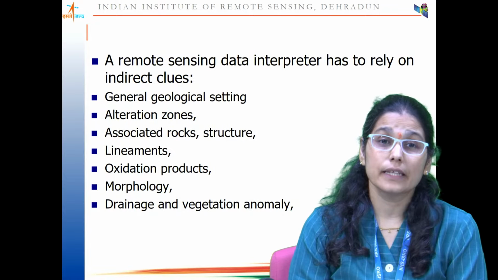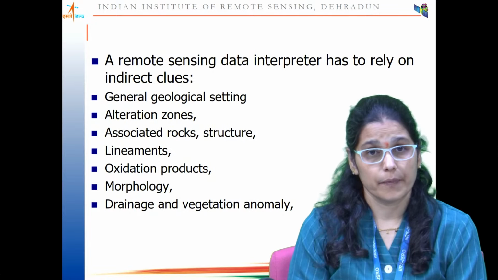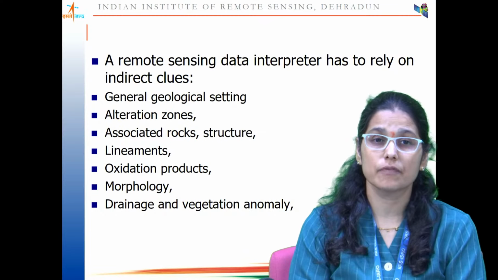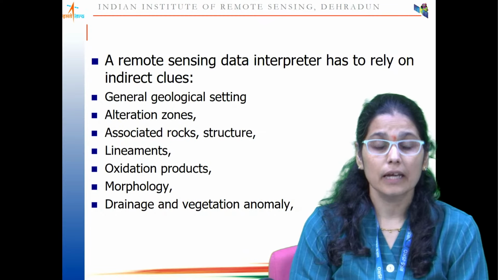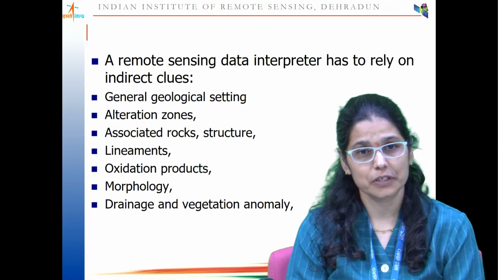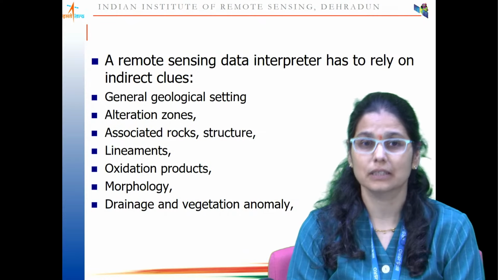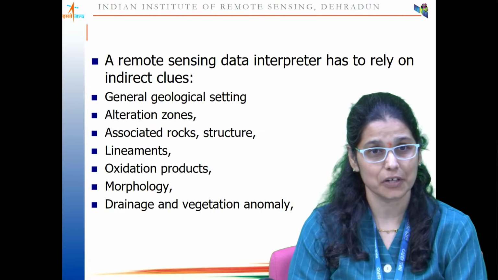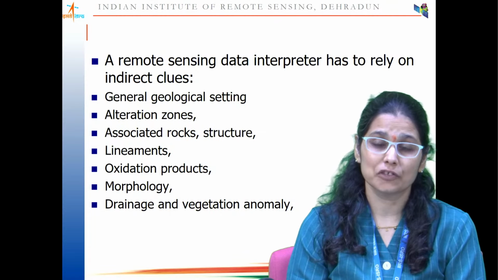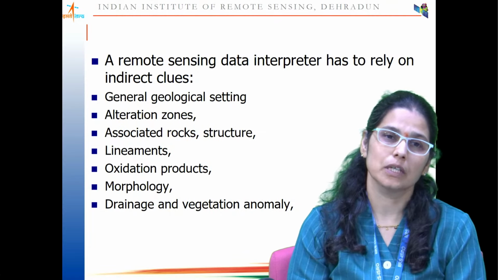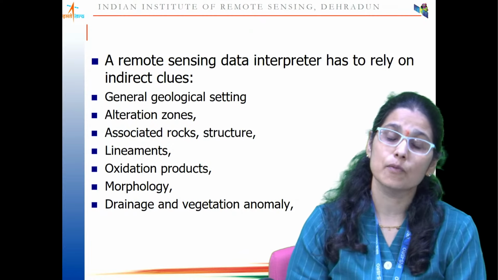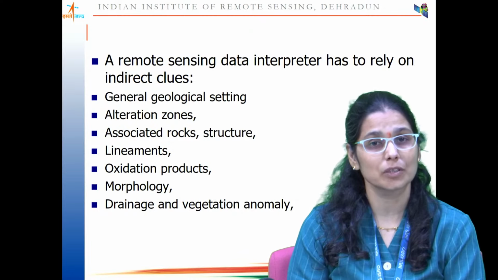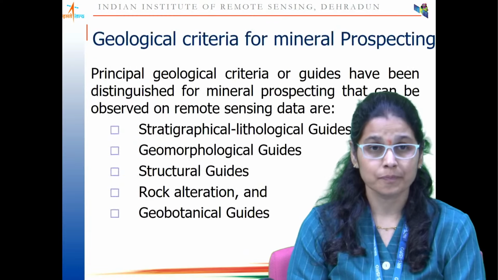So what are the things we are exactly depending upon? The general geological setting, the different alteration zones, the associated rocks and structures, lineaments, oxidation products, morphology, drainage and vegetation anomalies, etc. All these features we can interpret using the multispectral data and delineate more accurately. Compositional identification of the material is possible using the hyperspectral data.